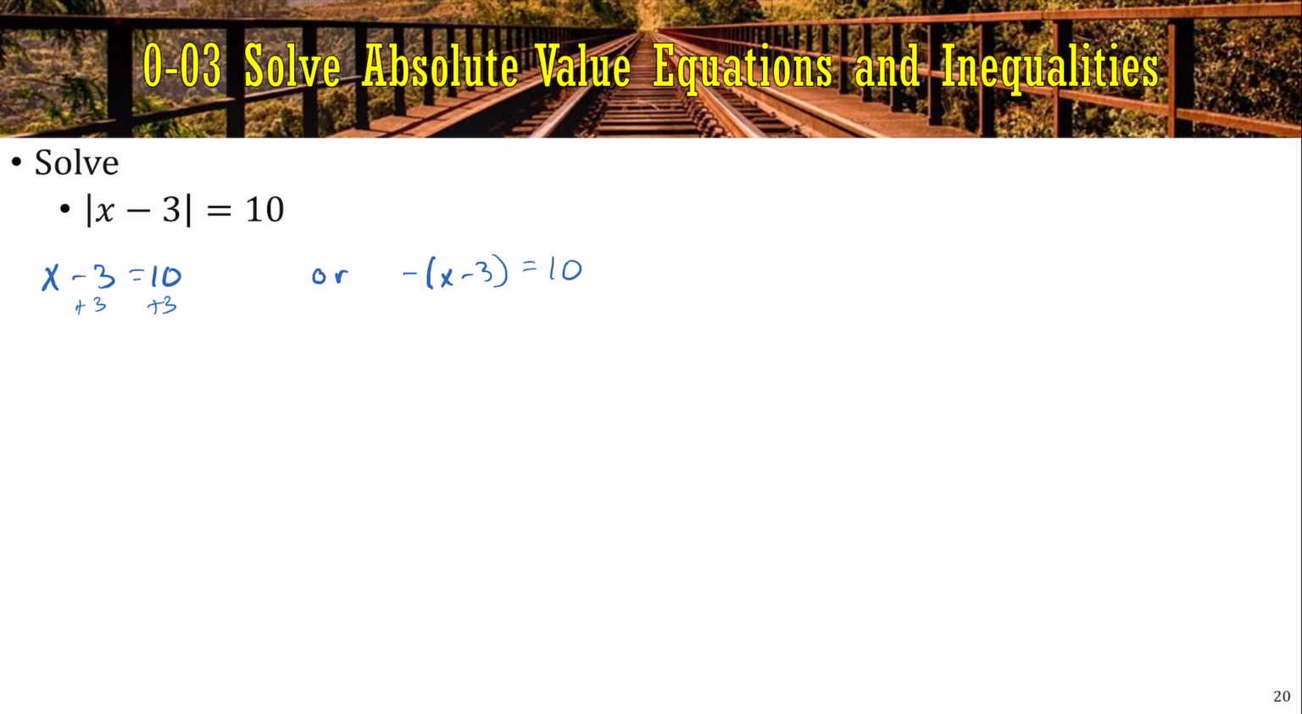Add 3 to both sides, you get 13. So then you could either distribute the negative, or I'm going to divide by negative 1 first. And then I'll add 3, and I get x is negative 7. Now remember, this meant that the distance between x and 3 is 10. Well, between 13 and 3 is 10. Between negative 7 and 3 is also 10.